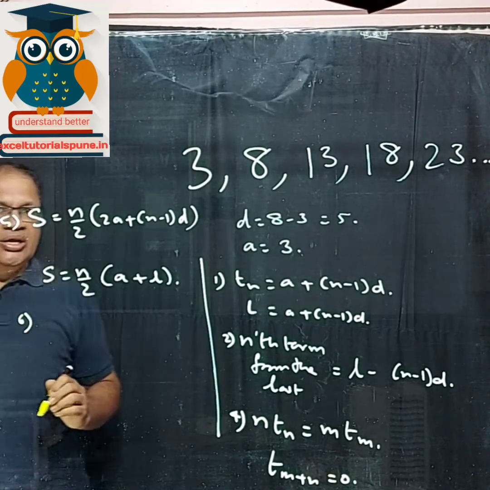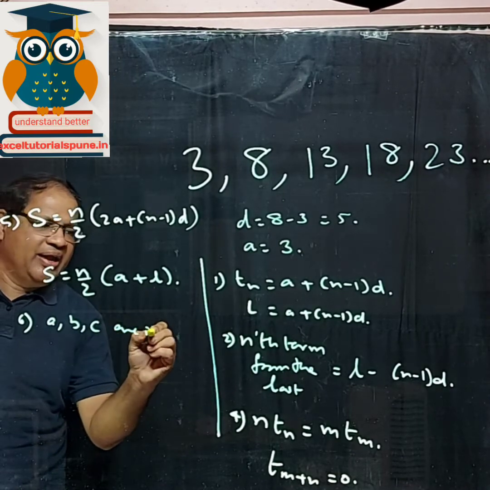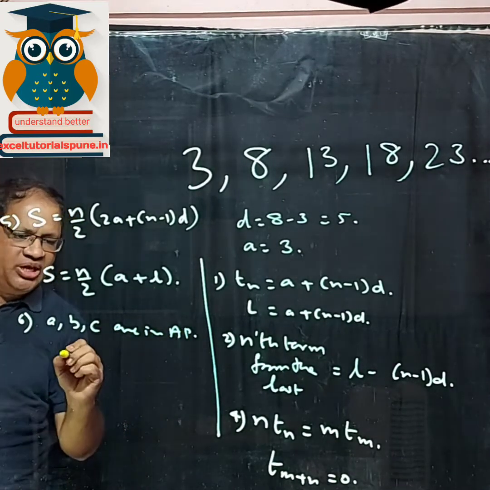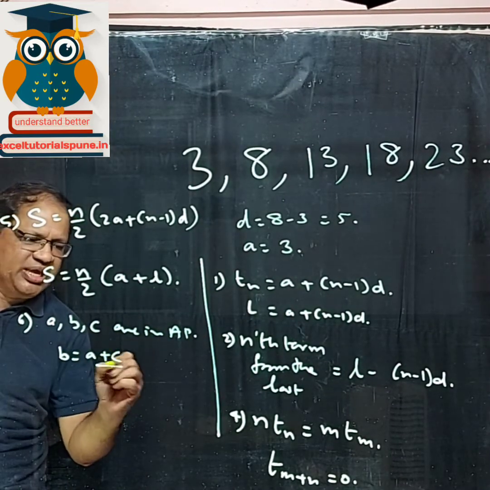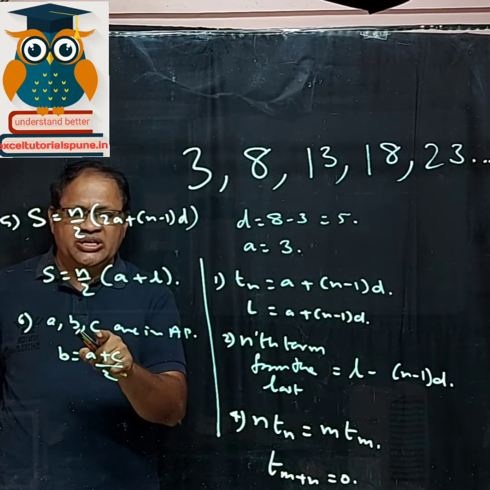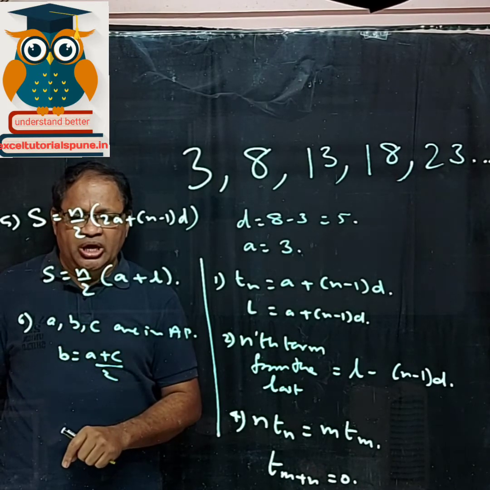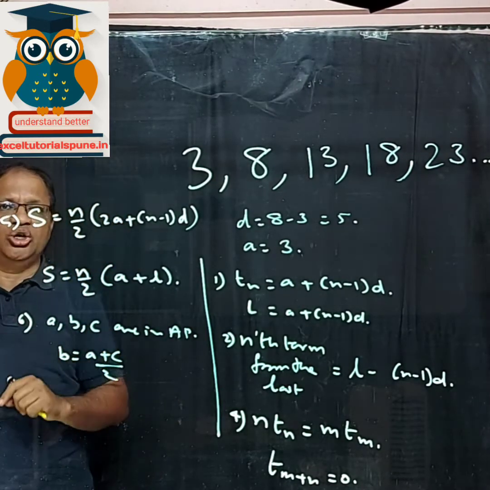Now sixth. If A, B, C are in arithmetic progression, then we can say B is equal to A plus C upon 2. Remember that. If A, B, C are in arithmetic progression, then A plus C upon 2 is equal to B.